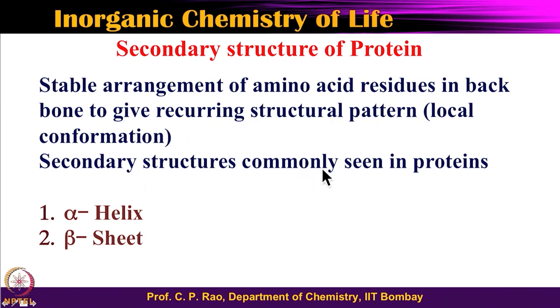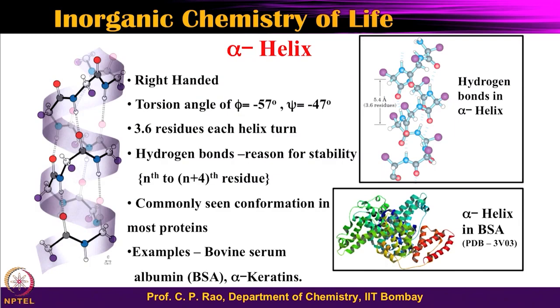So the secondary structures commonly seen in proteins are two major ones. One is the alpha helix, the other is the beta sheet. The third is the left out portion, which is called the random coil. It means no specific structure, it's an open kind of thing. So alpha helix, beta sheet, and then the portions which connect these. Now we will look at each of these, what is alpha helix, what is beta sheet, etc., in the next few slides.